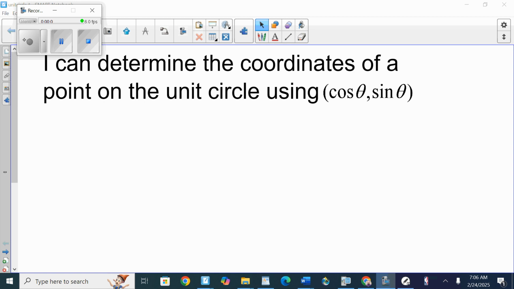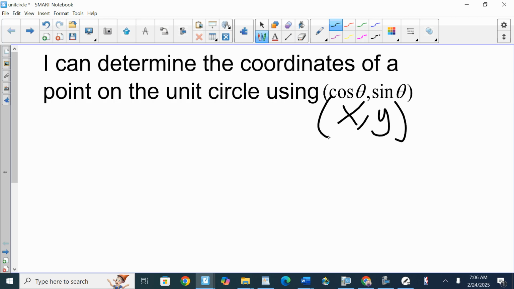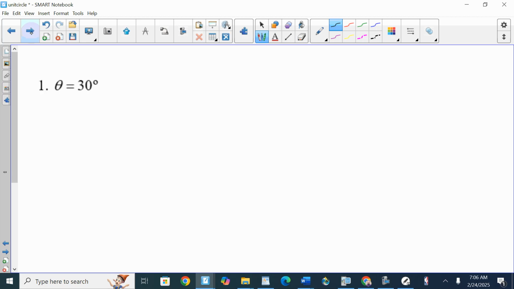Hello everybody, I can determine the coordinates of a point on the unit circle using cosine of theta comma sine theta. So if you remember from when we initially spoke about the unit circle, any point on the unit circle, x comma y, is cosine of theta comma sine theta, and you really just need that and to combine it with what we did in the previous lesson.